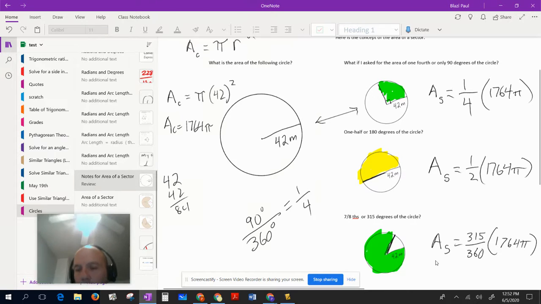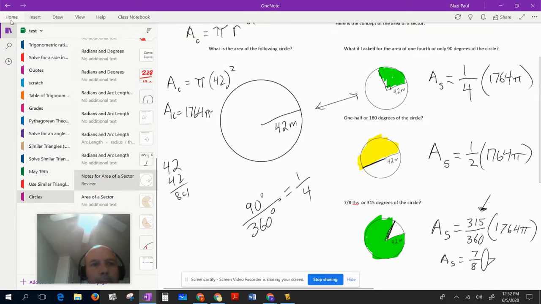Okay. So why did I write it like this? Because that's essentially what we're doing here. I'm asking you for an area of that much of the circle. Well, 315 over 360 is just 7/8 times 1764. Oh my gosh, this is irritating me.